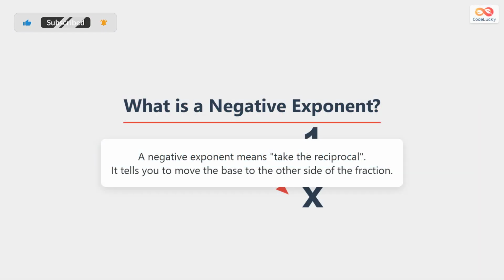Let's start with the fundamental rule. A negative exponent is an instruction to take the reciprocal. Simply put, if you see a base with a negative exponent, it wants to be on the other side of the fraction line. Once it moves, the exponent becomes positive.